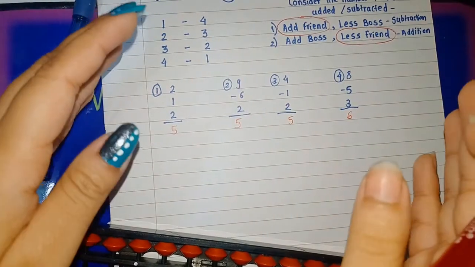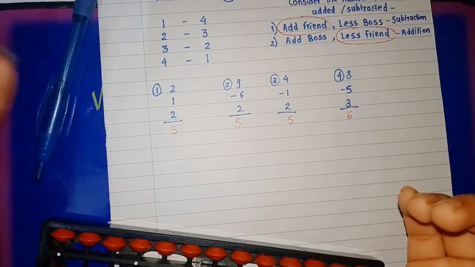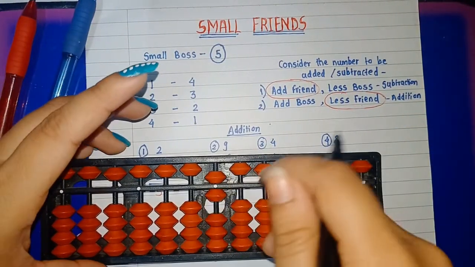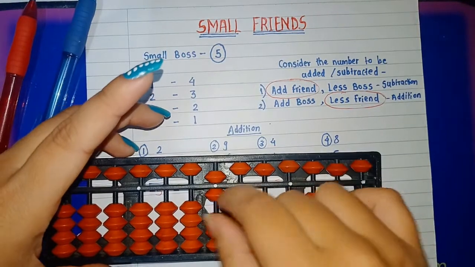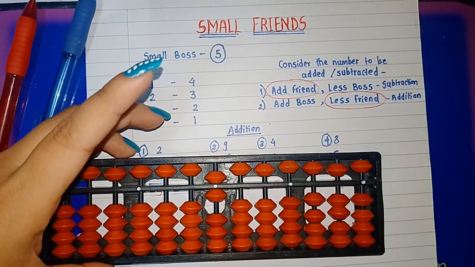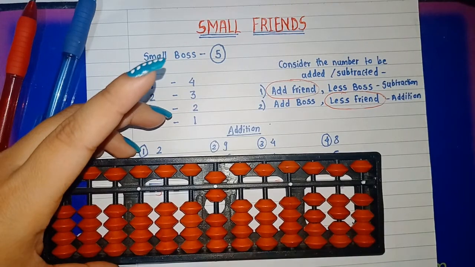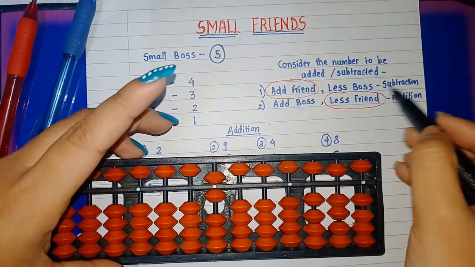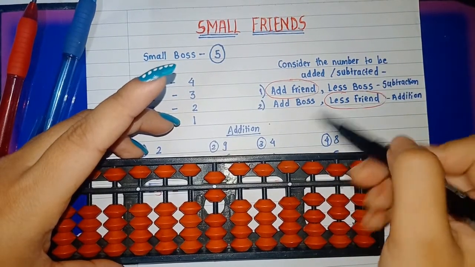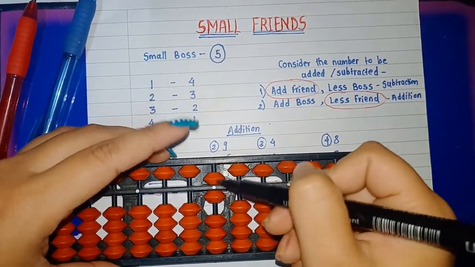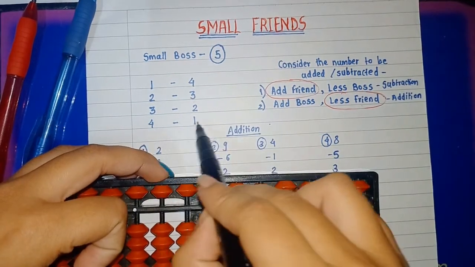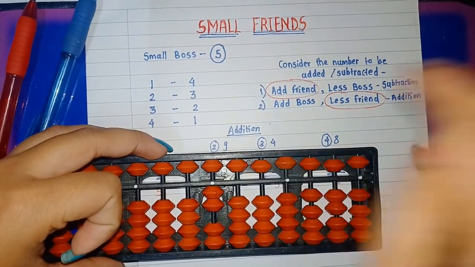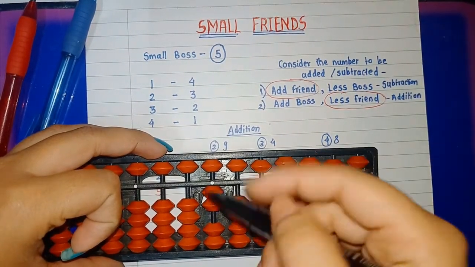I hope you understood these basic sums using the small friends. Now let's see how we can perform subtraction. So assume that we have 6 on our abacus and we have to subtract 4 from it. So for subtraction we use this first rule, that is add friend less boss. We have to subtract 4, right? So what is 4's friend? 4's friend is 1. So add 1 less boss, means this first rule. So our answer is 2.